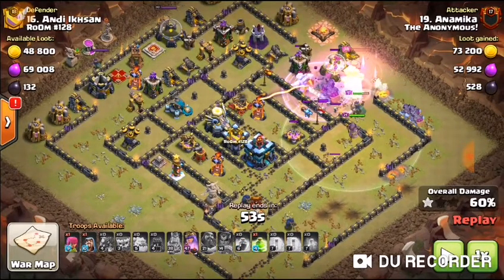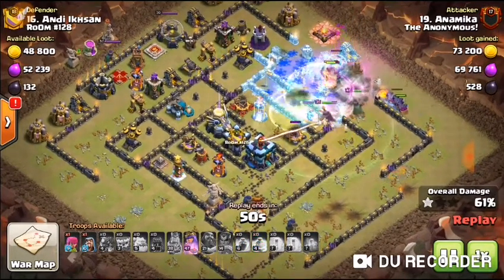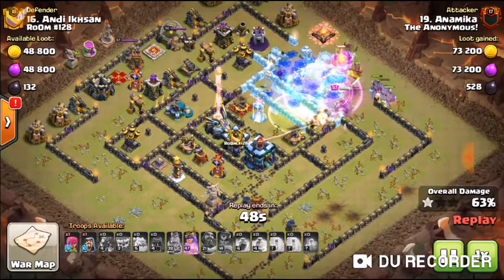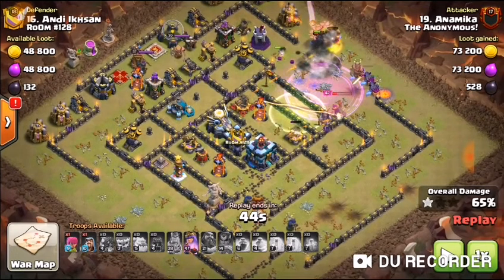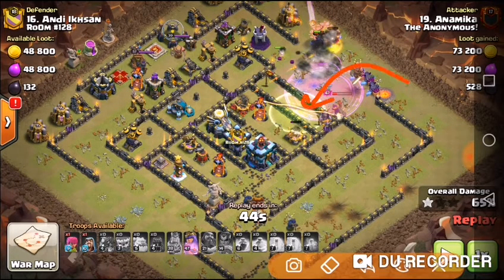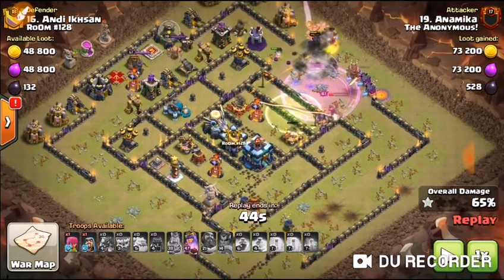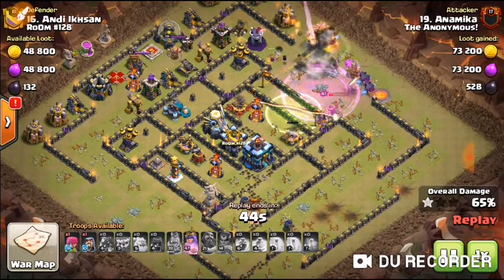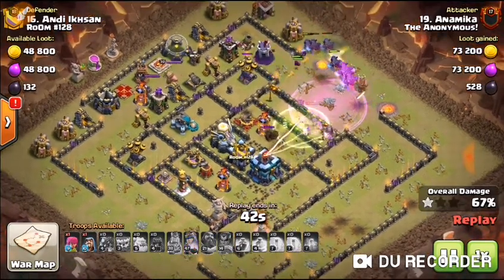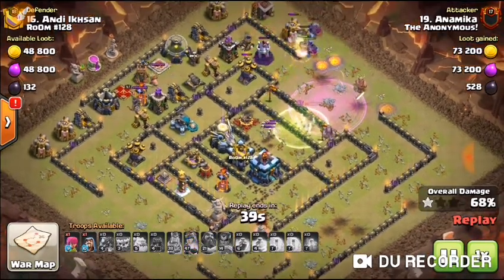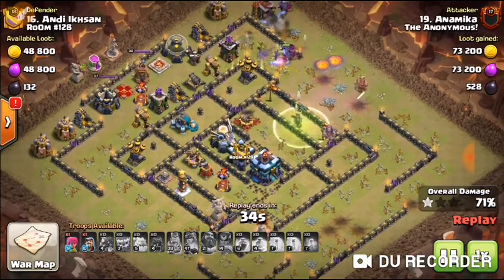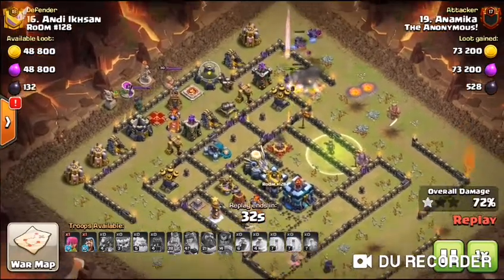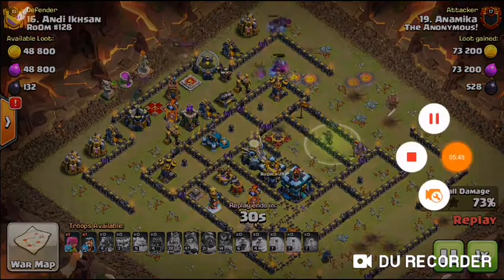See, another rage spell here. He wanted to push his army back to the TH, so therefore he used his jump spell. But let us focus back on our rage spell. Okay, the invisible spell is gone. And let me show you another example.